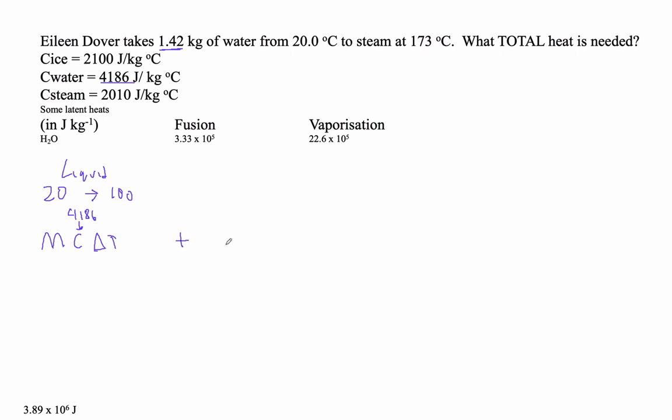Then the next thing that happens is we're going to go from liquid water at 100 degrees Celsius to gas at 100 degrees Celsius, right? So that's going to be vaporization. We're going to use this guy here, right? So that's going to be mL, right? Then so this is liquid plus gas, right? Then we're going to go in the gas phase. We're going to go from gas at 100 degrees Celsius.